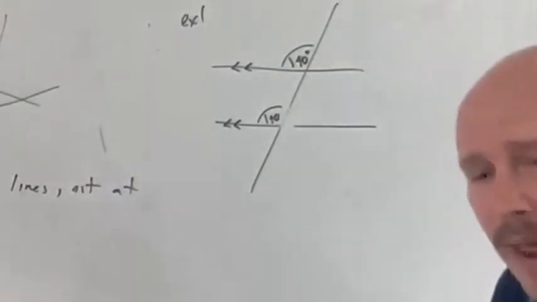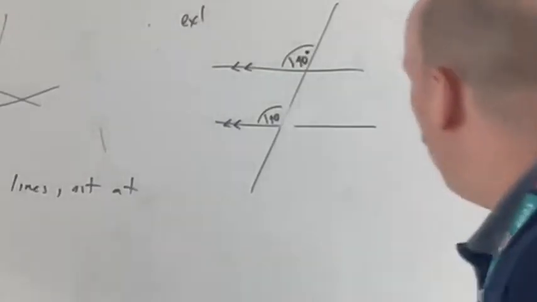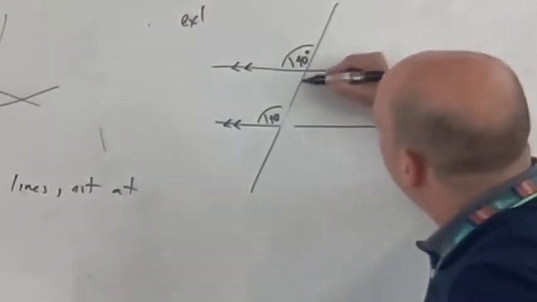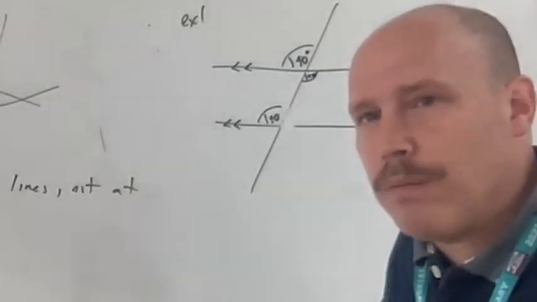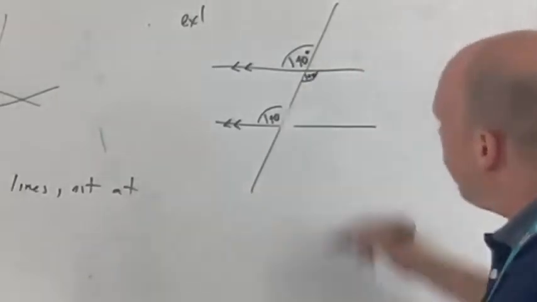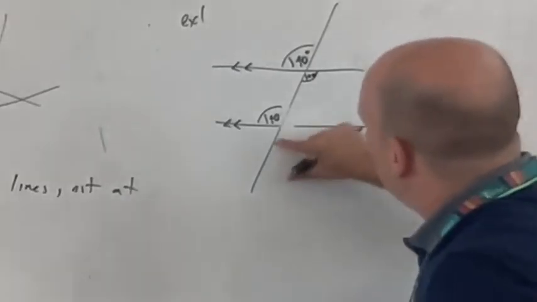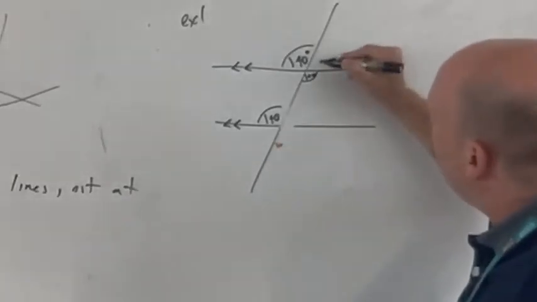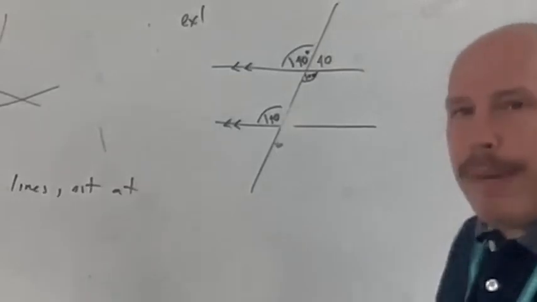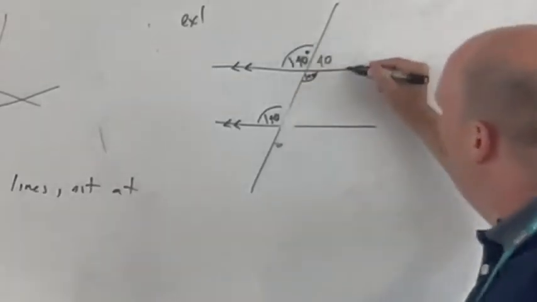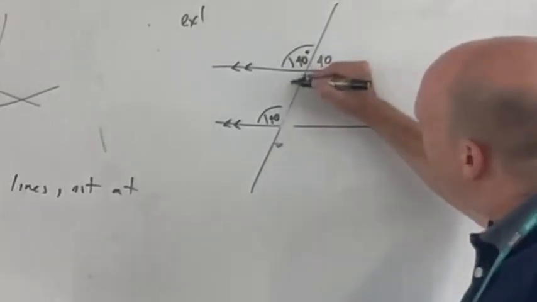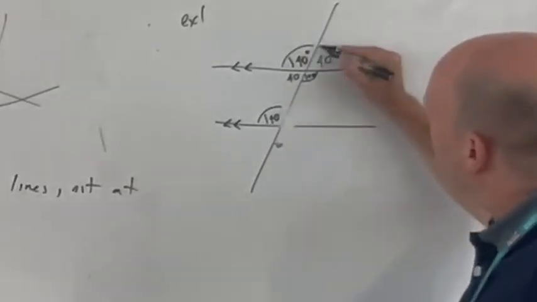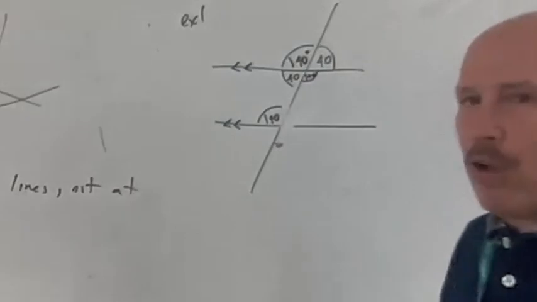Well, can we fill in other angles? Yeah. You might say, hey, Mr. Adler, this angle over here is 140 because of vertical angles. You might say this angle over here is 40 degrees because these two angles make up a linear pair. And then you might say, Mr. Adler, this angle here is 40 because these two angles are vertical angles.